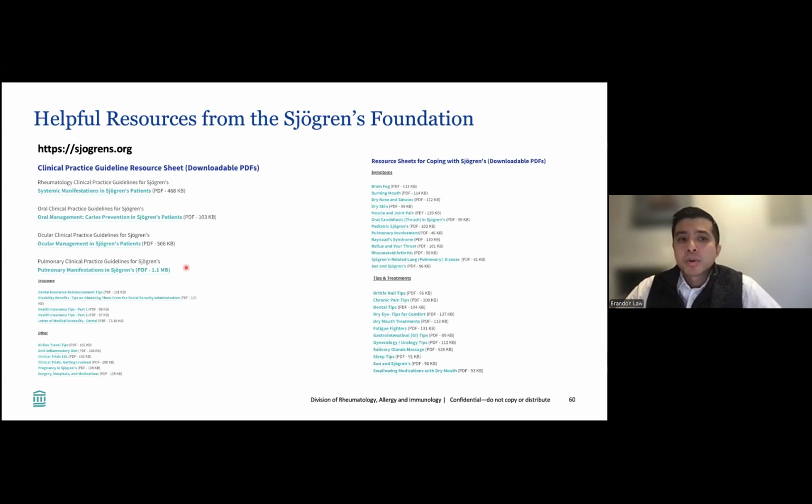There's also clinical practice guideline resource sheets that can be provided to your doctors locally as well. There's even a little tidbit about insurance reimbursement tips for dental visits and things like that. So it really is a nice set of resources that you can look at on the Sjögrens.org website. And these are things that are curated by physicians, rheumatologists, things like that. So very much high quality data-driven or expert opinion tips and tricks and resources here.